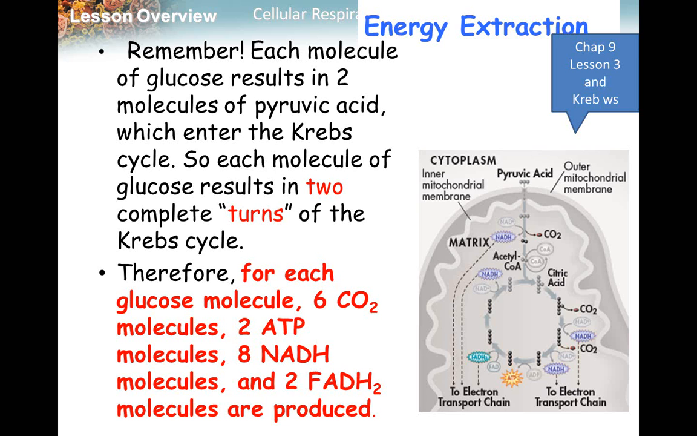So remember, each molecule of glucose results in 2 molecules of pyruvic acid that enter the Krebs or the citric acid cycle. So each molecule of glucose results in 2 complete turns of the Krebs cycle. For each glucose molecule, 6 carbon dioxide molecules are made, 2 ATP molecules are made, 8 NADHs, and 2 FADH2 molecules are produced.